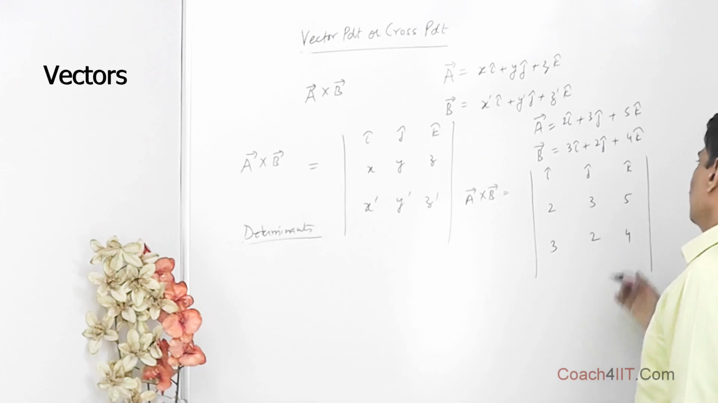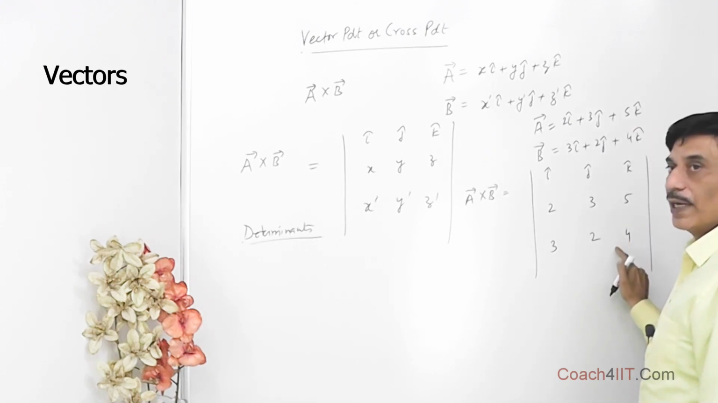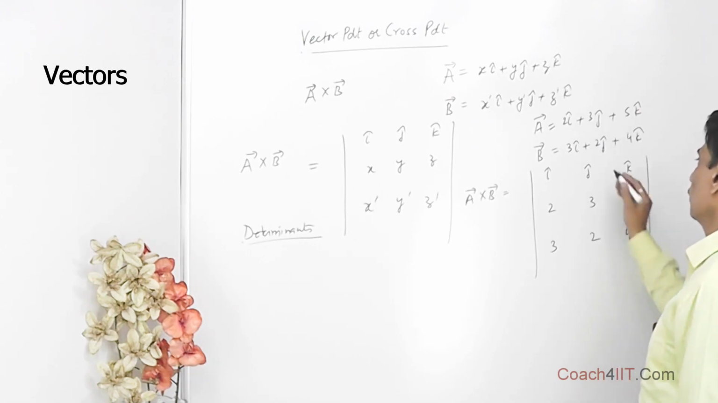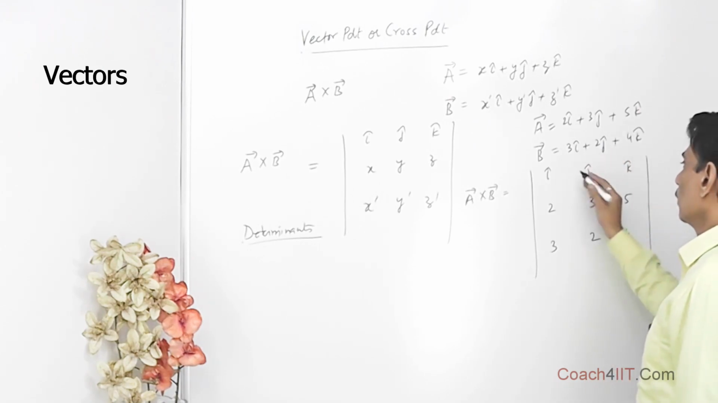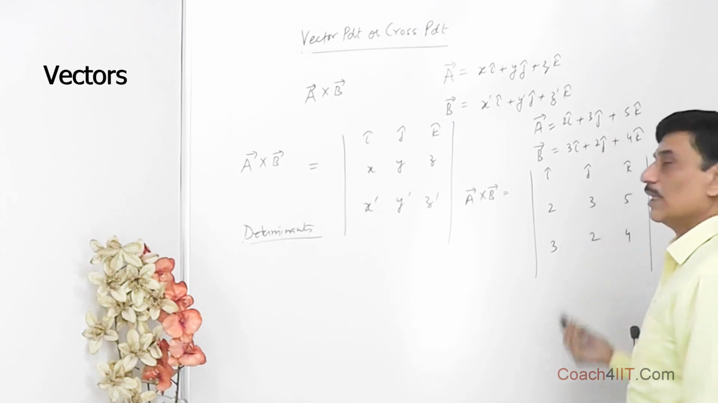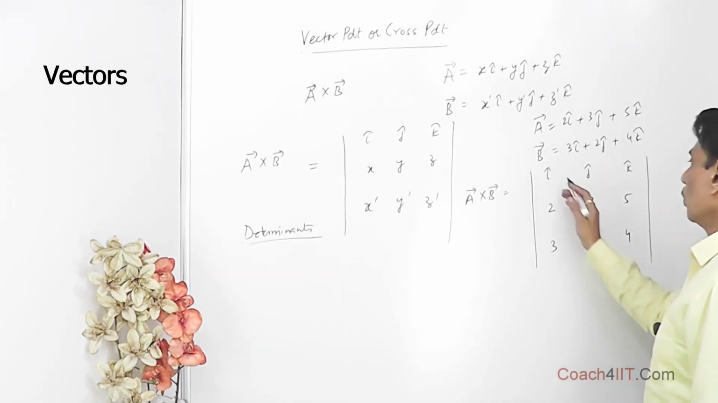If there is no term, let's say in k cap, then you are going to write 0 over here. You are not going to write 1. Similarly, there could be a missing term in j cap or i cap. Whatever the missing term, you can write simply 0. So how to find the value of this?